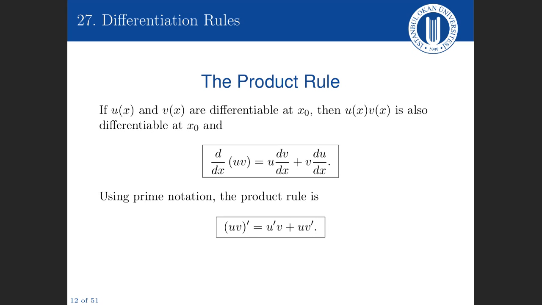The product rule. Again, let's suppose we have two functions u and v, which are both differentiable at the point x0. Then the product of u and v is also differentiable at this point, and we have a formula to calculate this derivative. We've written it in two different ways, using Leibniz notation and using prime notation. For example, using prime notation, the derivative of uv is equal to the derivative of u multiplied by v plus u multiplied by the derivative of v.